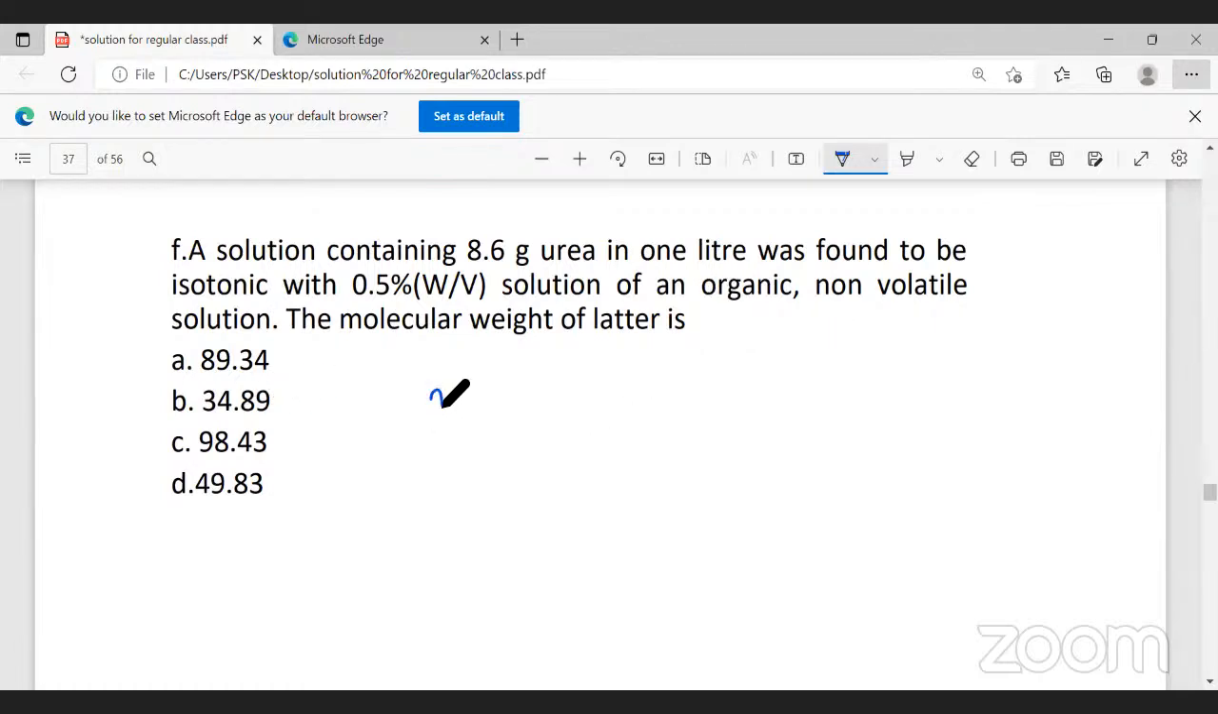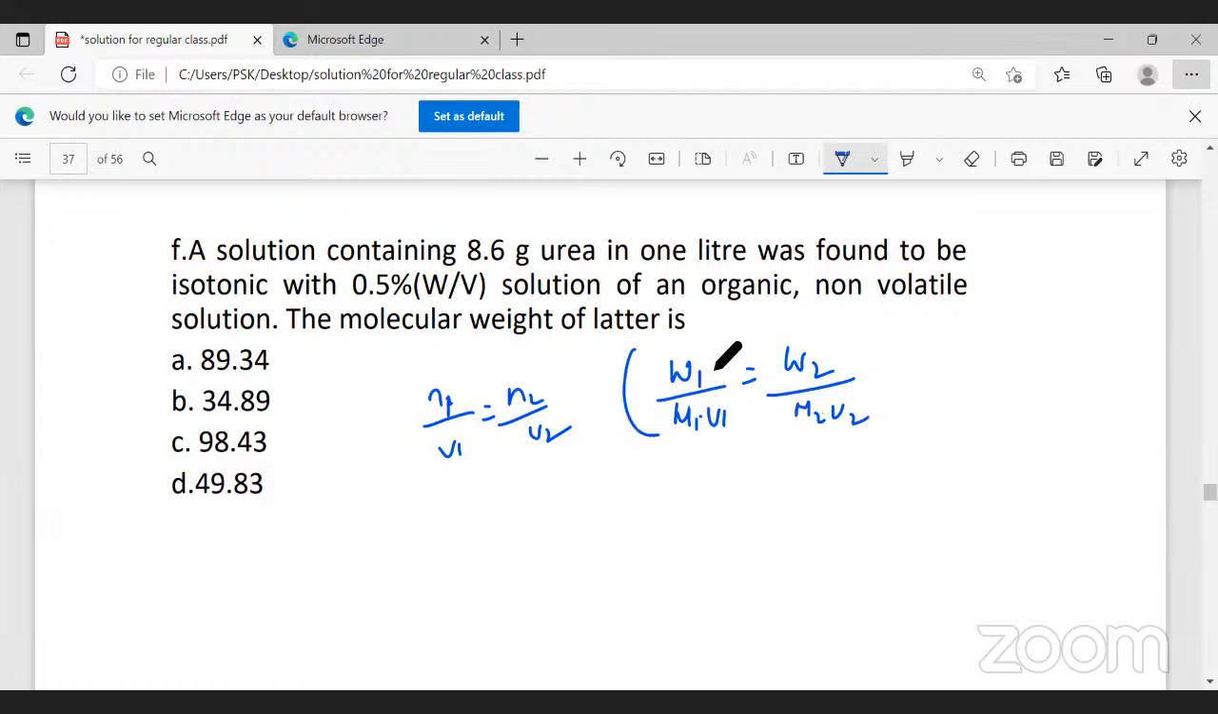We found out n1 by V1 is equal to n2 by V2. We learned the relation, or we used it as W1 by M1 into V1 is equal to W2 by M2 into V2. Now this we consider for urea, and this for the organic compound. They're asking the molecular mass of the latter, that means they're asking you to calculate M2.